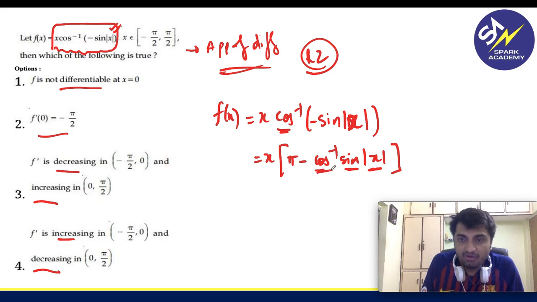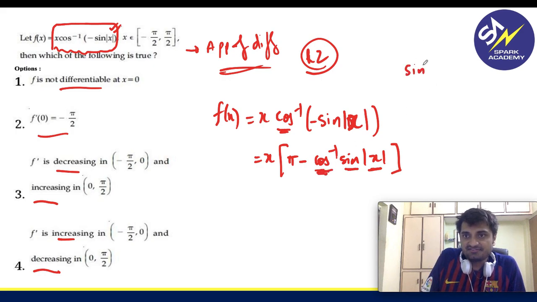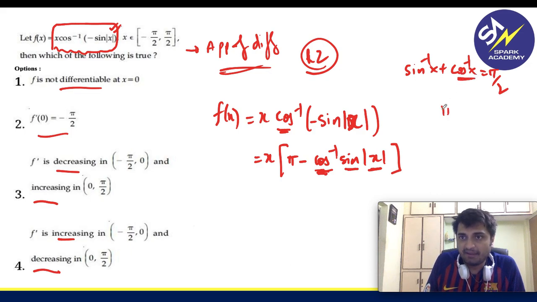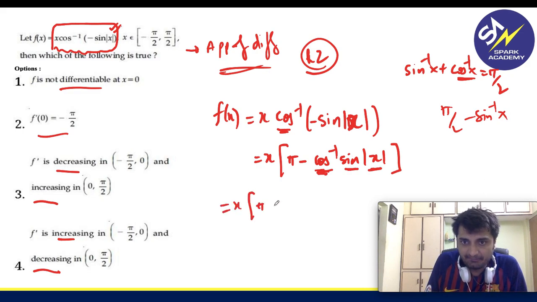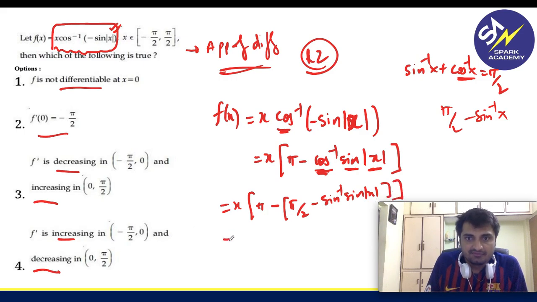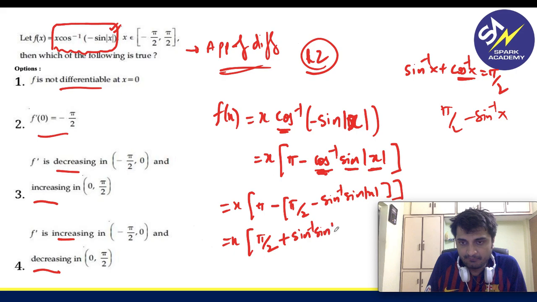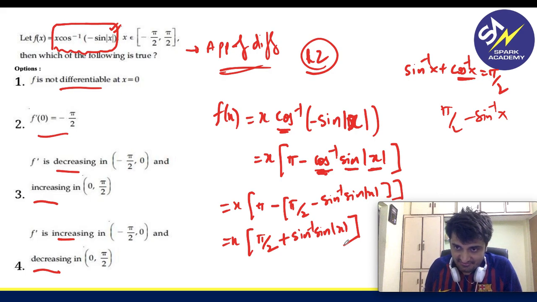Now again, how do you write cos inverse x? So you know sine inverse x plus cos inverse x is pi by 2. So cos inverse x is pi by 2 minus sine inverse x. So this I can write as x into pi minus, pi by 2 minus sine inverse of sine mod x. So this I can write as x into pi by 2 plus sine inverse sine mod x. This is what we got guys.